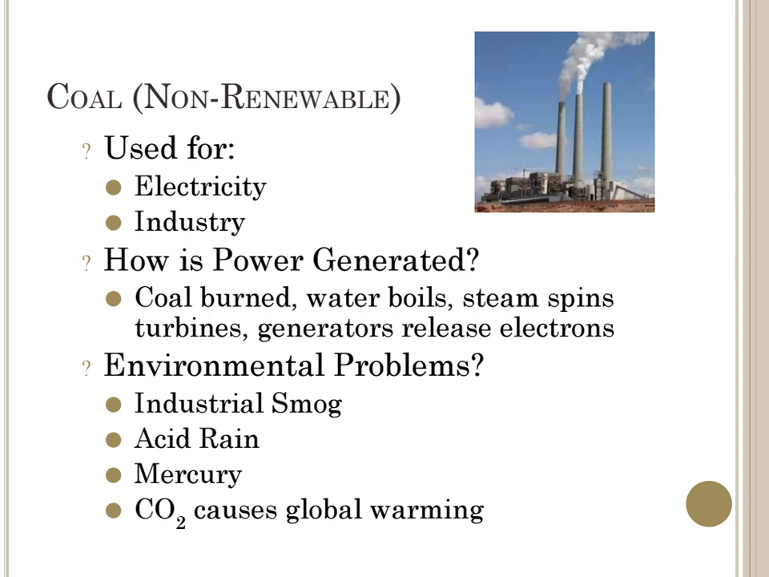The main components of industrial smog are particulate matter, SO2, and carbon monoxide. Another environmental problem is acid rain, and mercury is released. And remember, with mercury, you have bioaccumulation and biomagnification going up the food chains into your top predatory fish. So remember that, which we have learned in the past. And then it releases carbon dioxide, causing global warming.